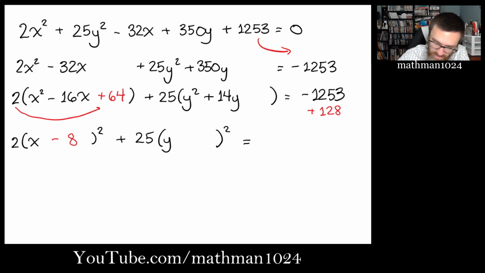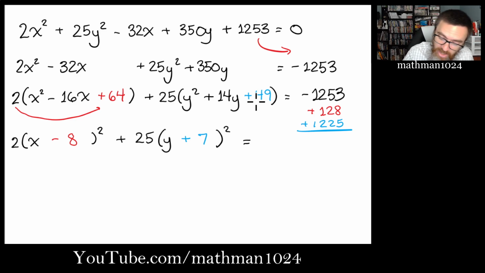Now we move on to this guy right here. So half of 14 is 7, so plus 7. 7 squared is 49. All right, so if I do the math there, that should be 1225. Again, let me just check real quick. So 25 times 49, 1225. All right, so I need to add 1225. You might say, where to get the 1225 from? Because I didn't just add 49. I added 25 times 49.